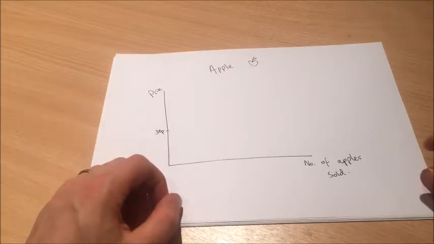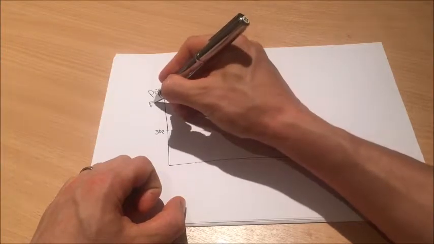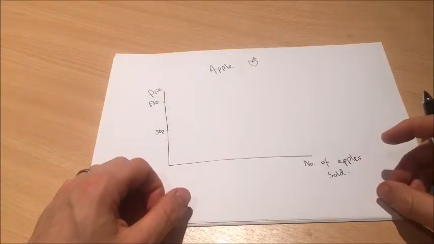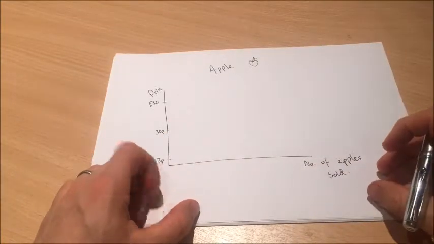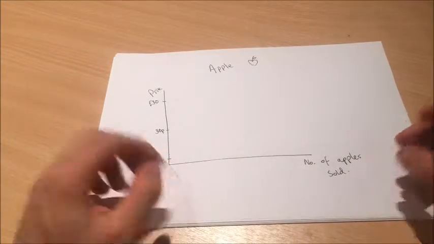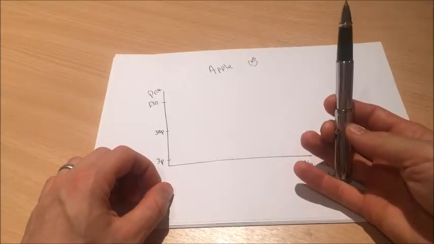Now I'm going to give you two extreme examples, and I know they're extreme, yeah? I'm going to put apples, £30. That's a lot for an apple. Down here, I'm going to think 3p for an apple. That's not a lot for an apple. That's basically free.